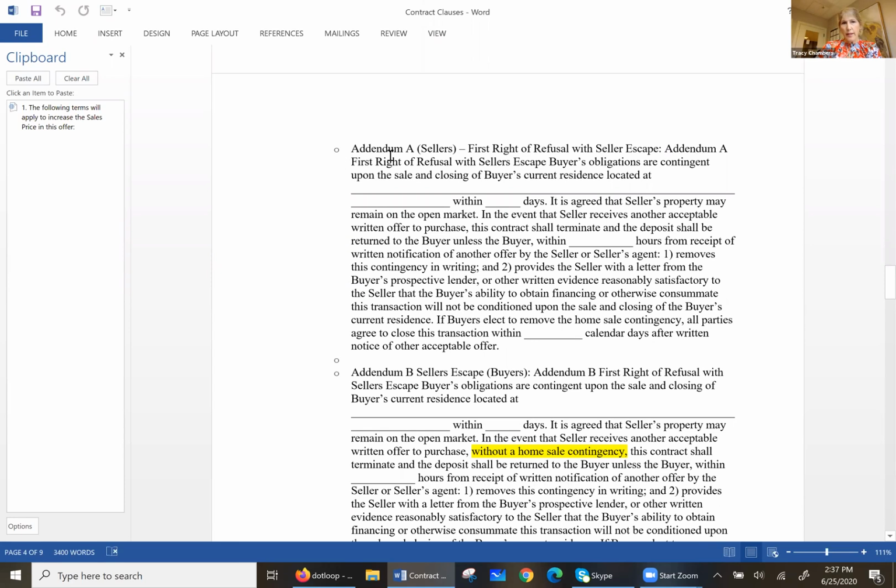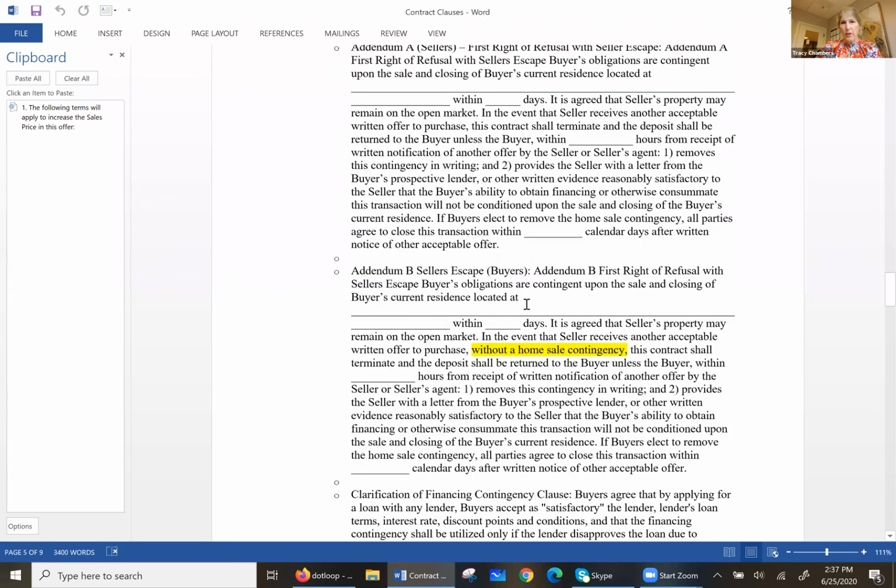And we have addendum A, which is for the sellers, and we have addendum B, which is for the buyers. These paragraphs are exactly identical except for one line, which is this line highlighted under the buyers. So B for buyers. Chances are you're going to use addendum B more, because you're going to use this when the buyer has to sell their house to buy another one. So let's go through this one because this one's a tricky one.